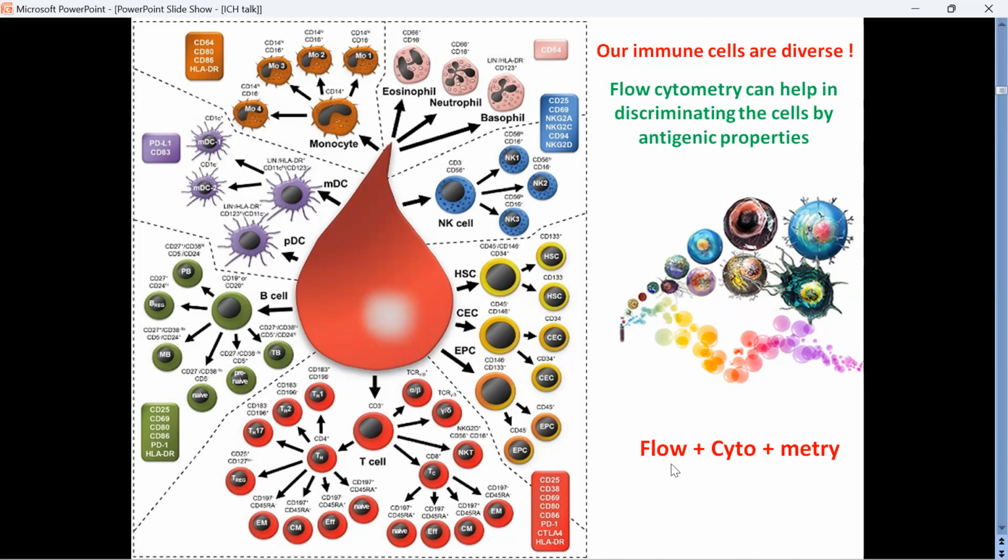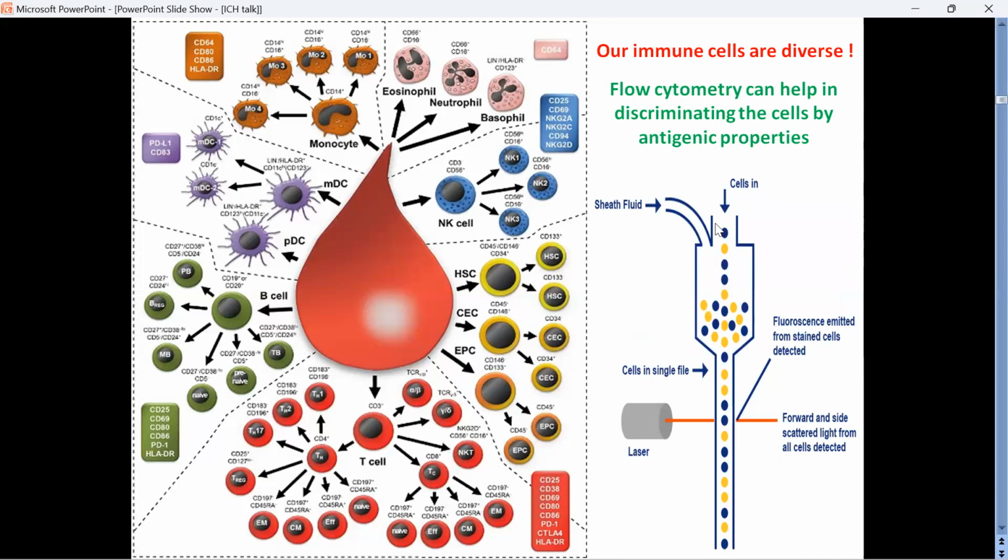So as the name indicates, flow cytometry is nothing but you're going to study or measure the cell in a flowing stream. Flow is flow, cyto is cell, metry is measure or study. So you're studying the cell as it flows through a stream. That is called flow cytometry, and this is how it happens.